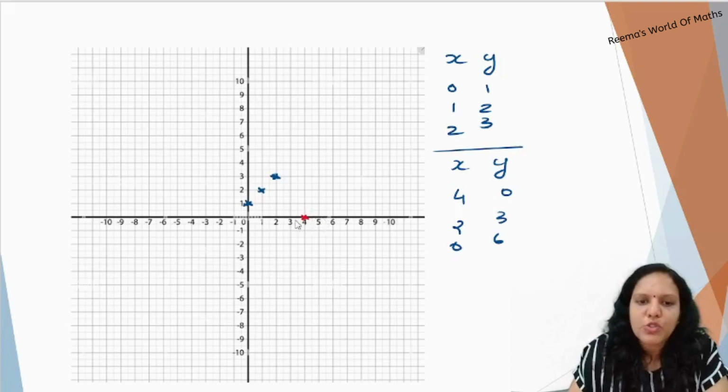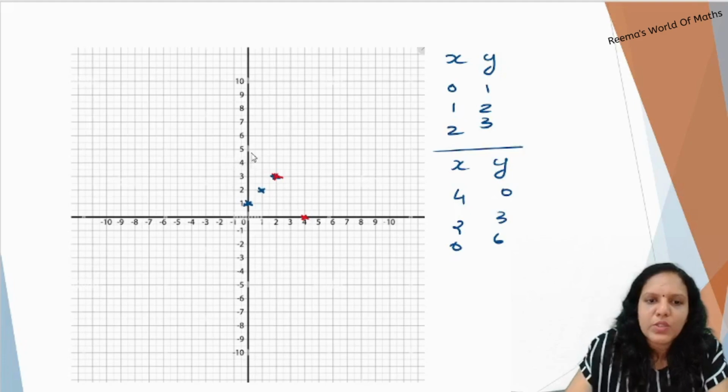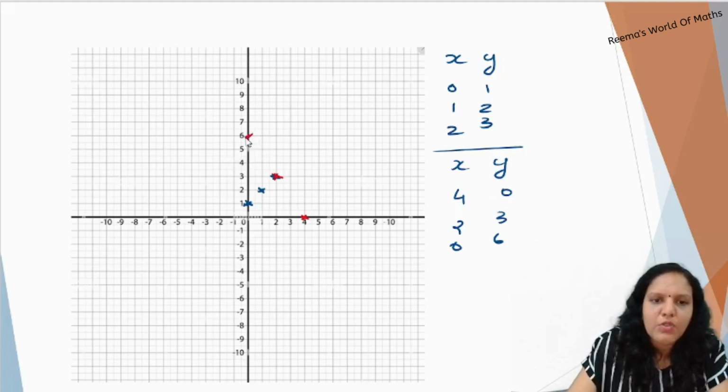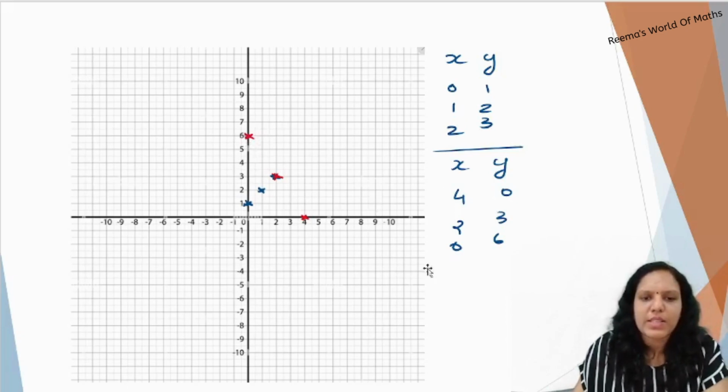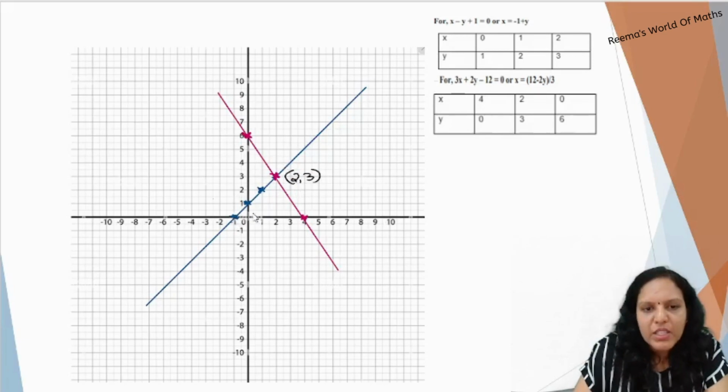Then x equals 2, then y is equal to 3, 2 and 3. So it will fall on the same point here, and then x equals 0, y is equal to 6. So it will be formed here. Now let's join these coordinates together and see the triangle formed. So I have joined the coordinates of the two equations, and we can see the triangle formed. Let's shade this with a different color.